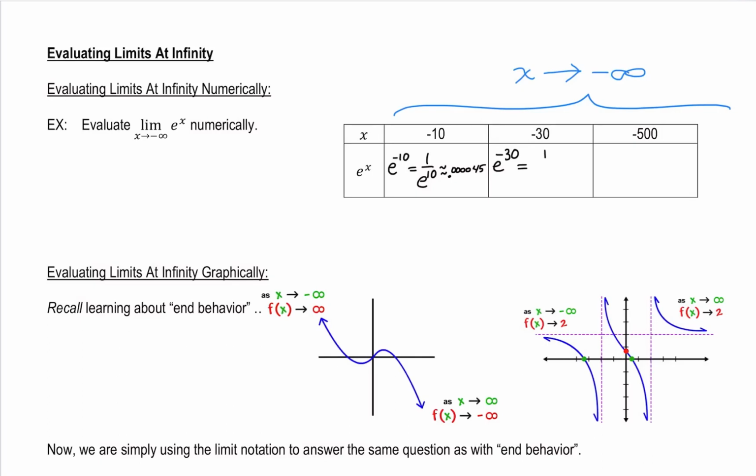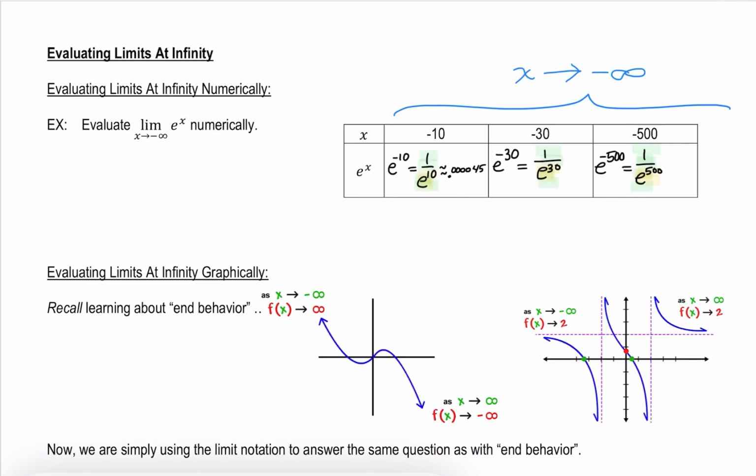Now suppose I did e to the negative 30th. Well, that's going to be 1 over e to the positive 30th. And then e to the negative 500th would be 1 over e to the positive 500th. So as we look at the values of these denominators, as they get larger and larger and larger, the value of the entire fraction, 1 over these numbers that are getting bigger and bigger, is getting smaller and smaller and smaller.